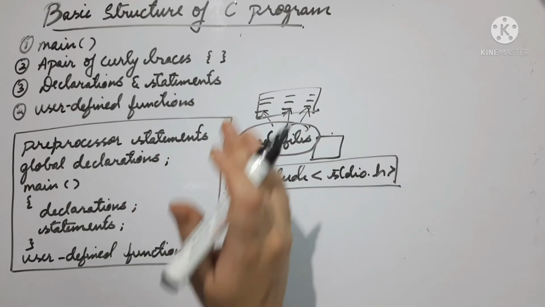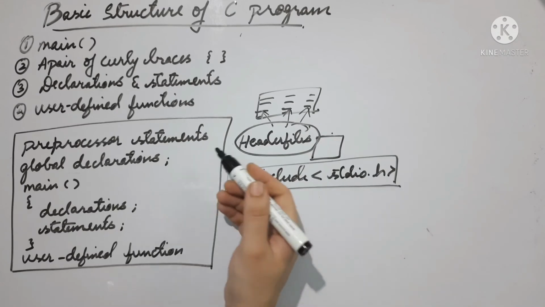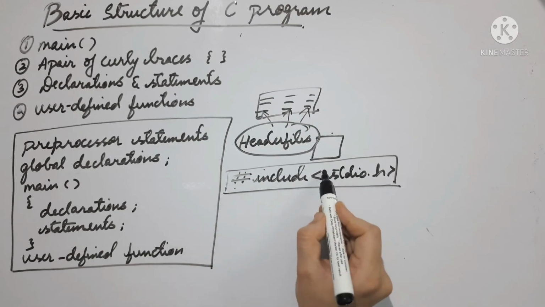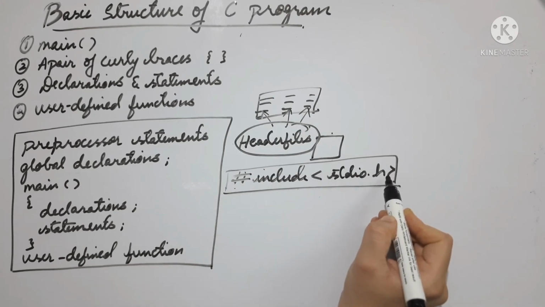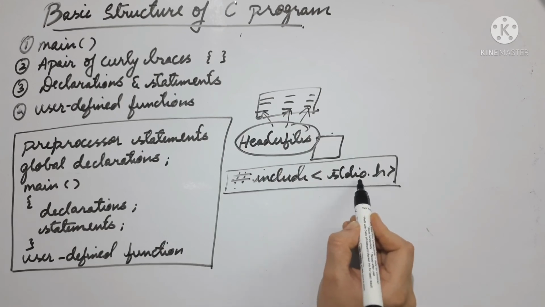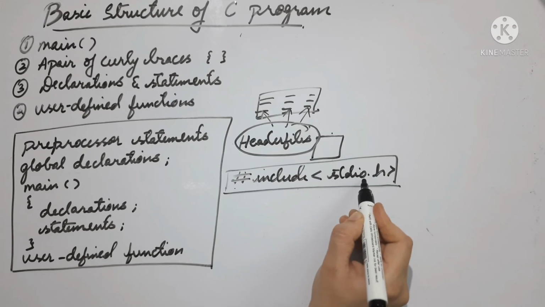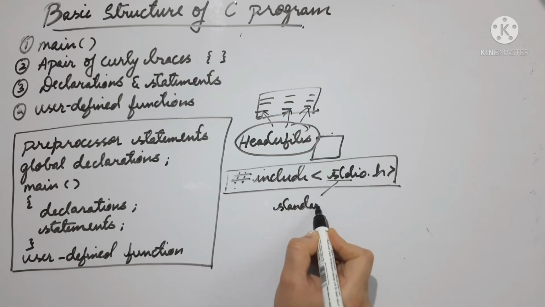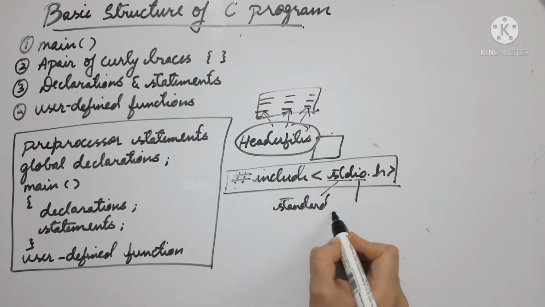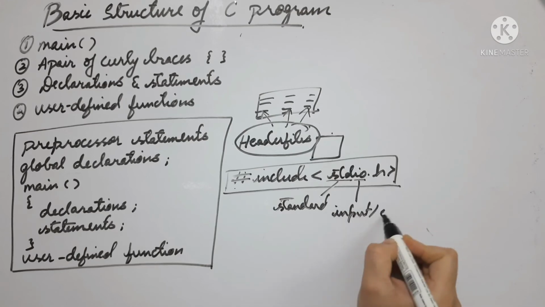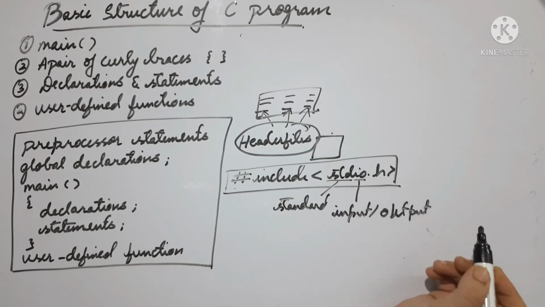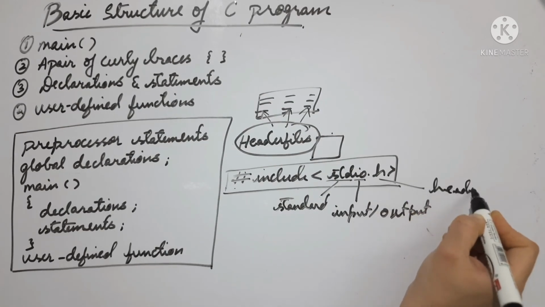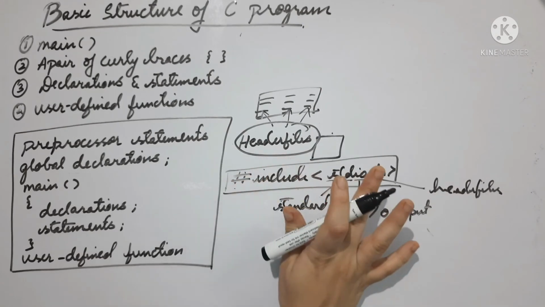In preprocessor statements there are many kinds, we will be exploring later, but one example I am giving you right now. We will use hash include, with the less than and greater than brackets. In this we are writing stdio.h. Now what does std stand for? Std stands for standard, IO stands for input and output operations, and H stands for header files. They are called header files as I have told you.